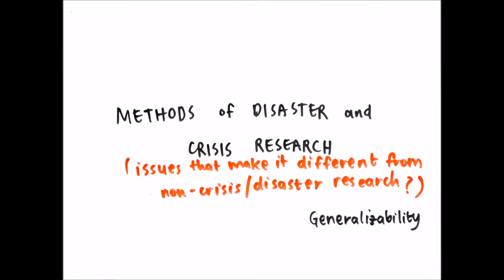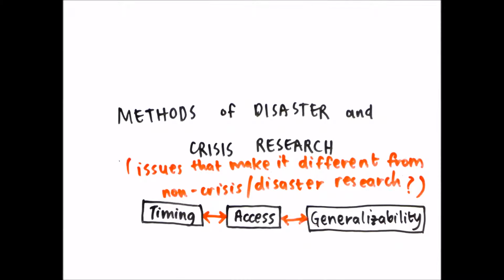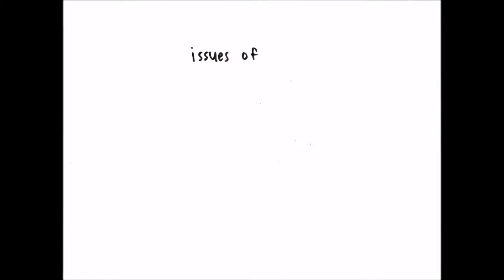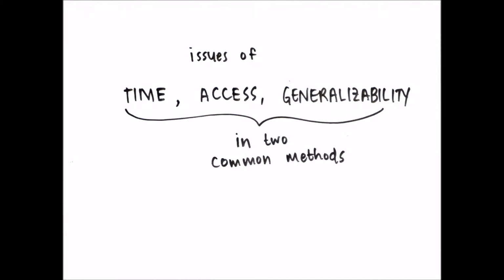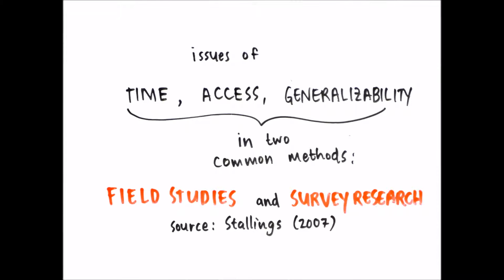Of course, these issues are interrelated because the ability to draw valid conclusions is directly affected by the successful resolution of issues of timing and access. Meanwhile, access is affected considerably by timing issues. Now, let's have a closer look at how these issues affect the implementation of some of the most commonly used methods in disaster research, field studies, and survey research.